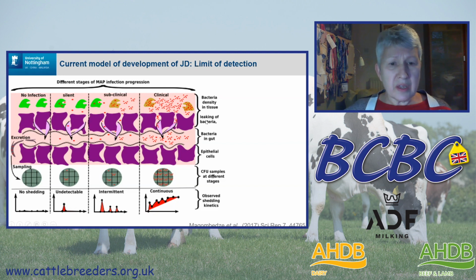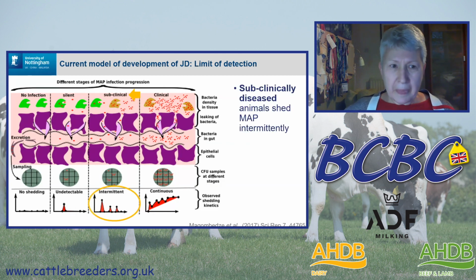So this is the gut epithelial layer. This is the lumen of the gut with all the bacteria, and obviously they're going to be excreted from the cow by natural processes, I suppose. Now, in the case where there is no infection, we would expect to see no shedding of bacteria, no bacteria detected. In subclinical animals, we know that shedding is intermittent. Sometimes you will get positive results for feces culture, sometimes negative.